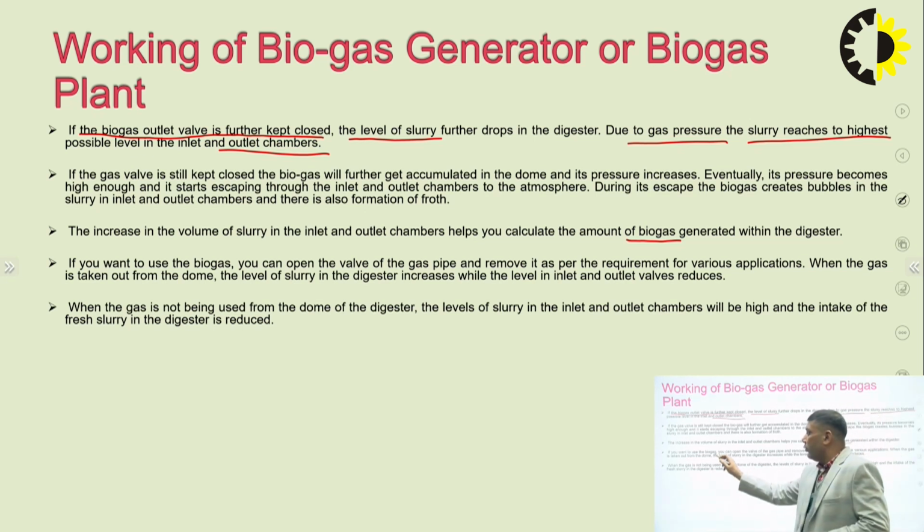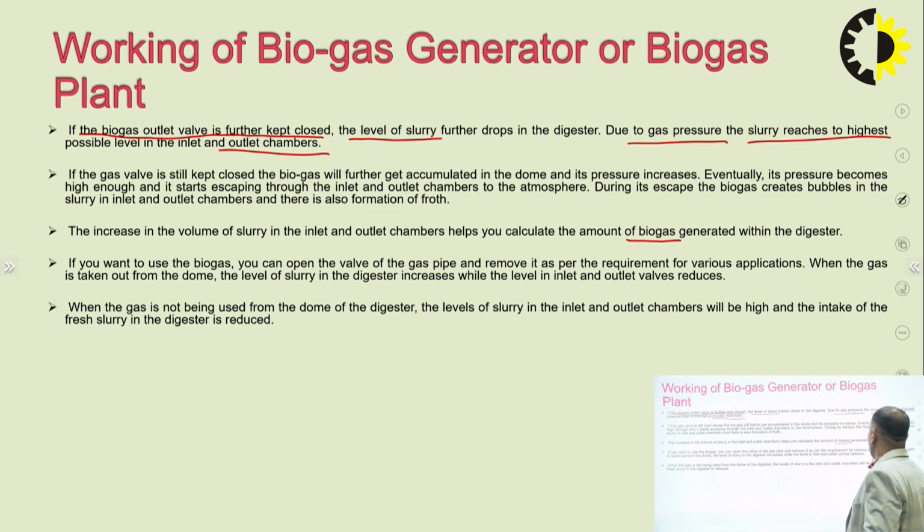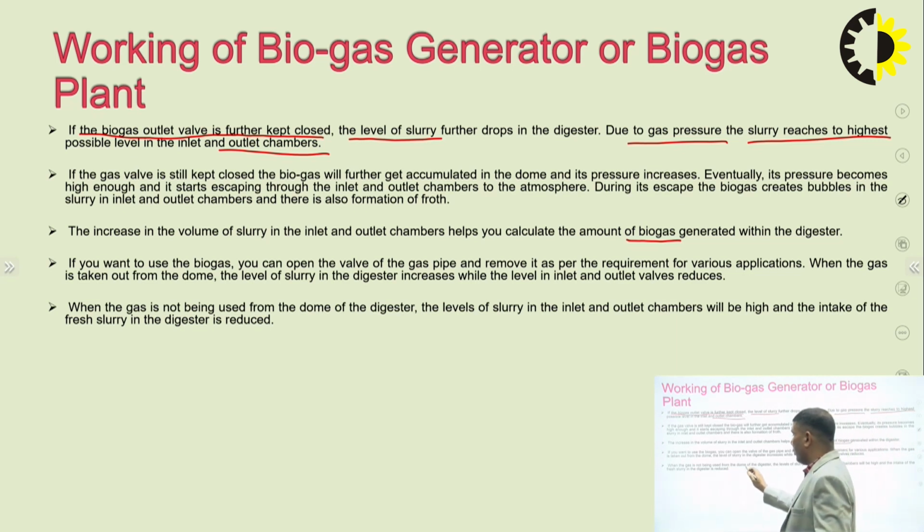And if you want to use the biogas, you can open the valve of the gas pipe and remove it as per the requirement for various applications. When the gas is taken out from the dome, the level of slurry in the digester increases while the level in the inlet and outlet chambers reduces. And when the gas is not being used from the dome of the digester, the level of slurry in the inlet and outlet chamber will be high, and intake of fresh slurry in the digester is reduced.